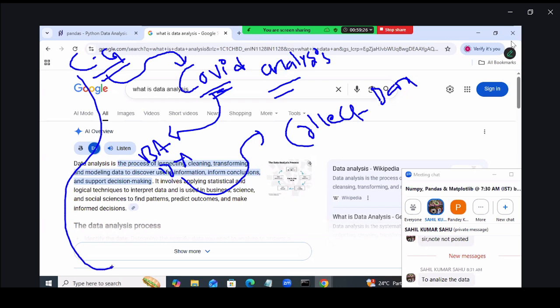So what does the central government want? Some decision. Assume they want to decide whether to continue vaccination or to stop vaccination. How do they take this decision? They cannot take the decision directly, right? No, they don't take the decision directly. They take the decision based on which one?